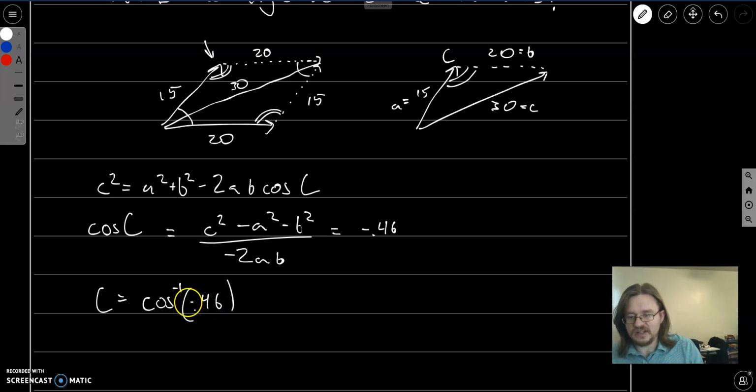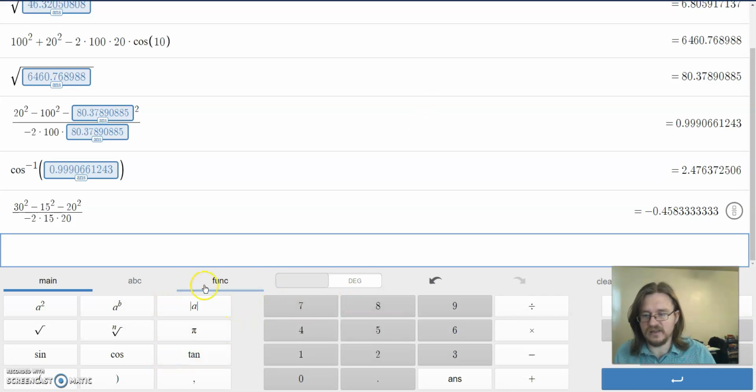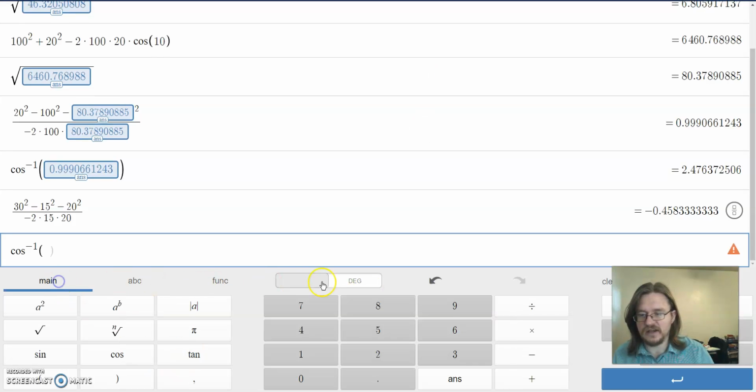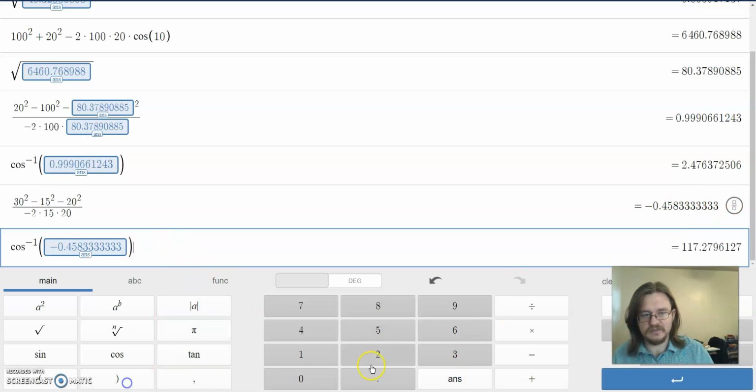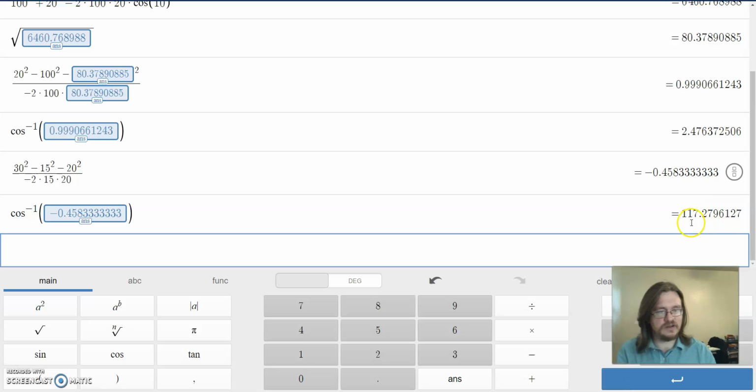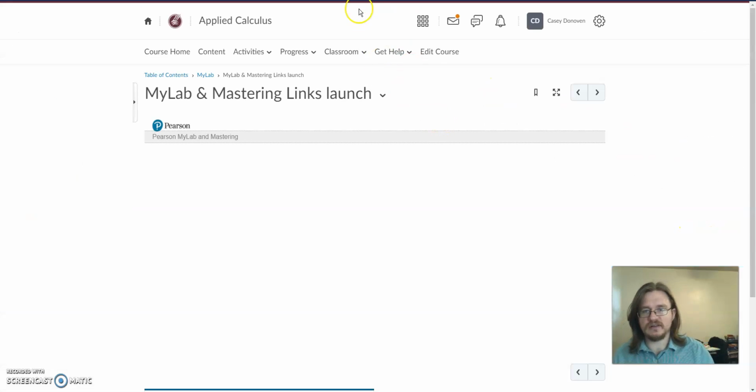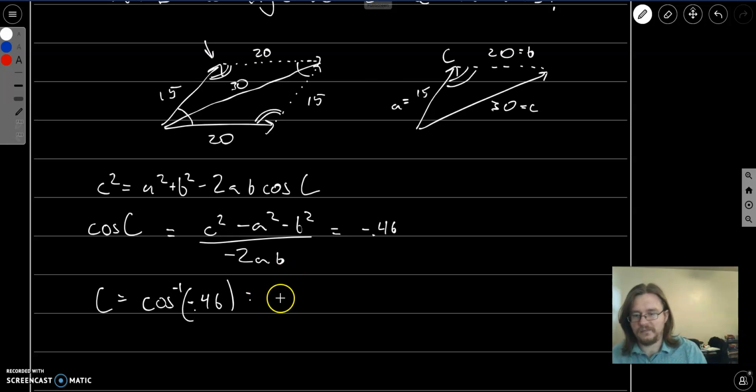And then if I want C by itself, I'll take the inverse cosine of both sides. I don't want to plug in just negative 0.46 because I've rounded too early. I don't want to round until the very end. So I will take the inverse cosine, and Desmos remembers exactly what that number is, so I'll just plug that in. Enter, and I get 117 degree angle, and I'll just round it to that. Okay, so this is the angle C.